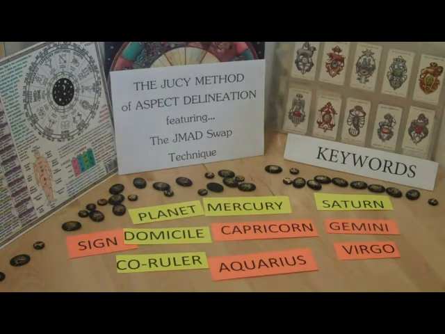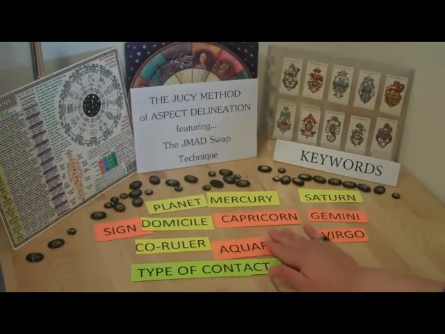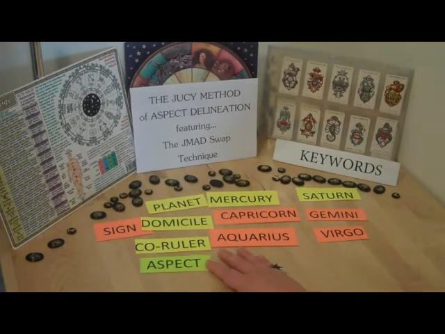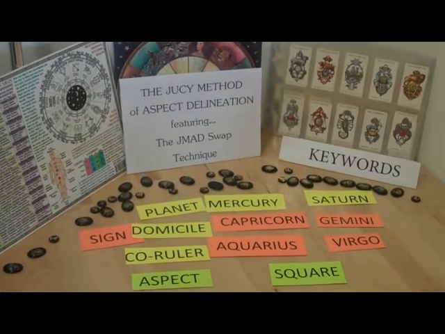Now let's add a square with the keywords causes tension. And the square aspect is what we would consider a type of contact, otherwise known as aspect. So Mercury square Saturn would be like this, using the JMAD swap technique: ambitious communication causes tension. Humorous communication causes tension. Serious facts causes tension. Serious analysis causes tension.